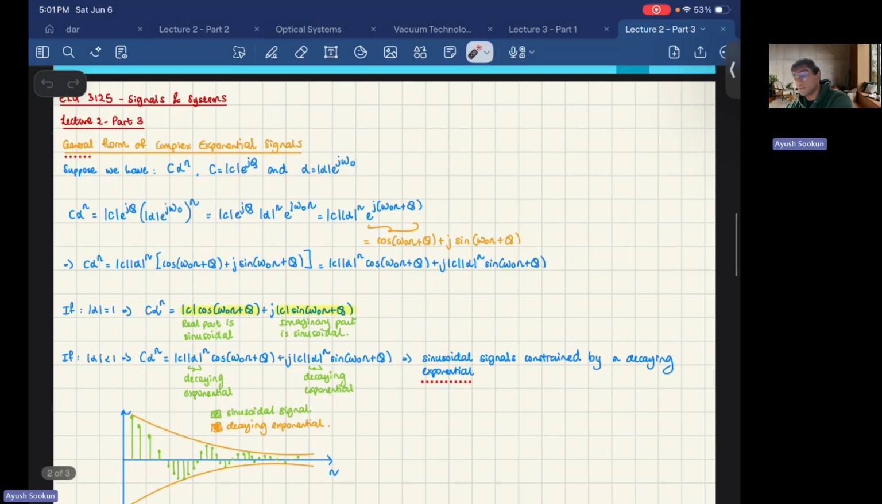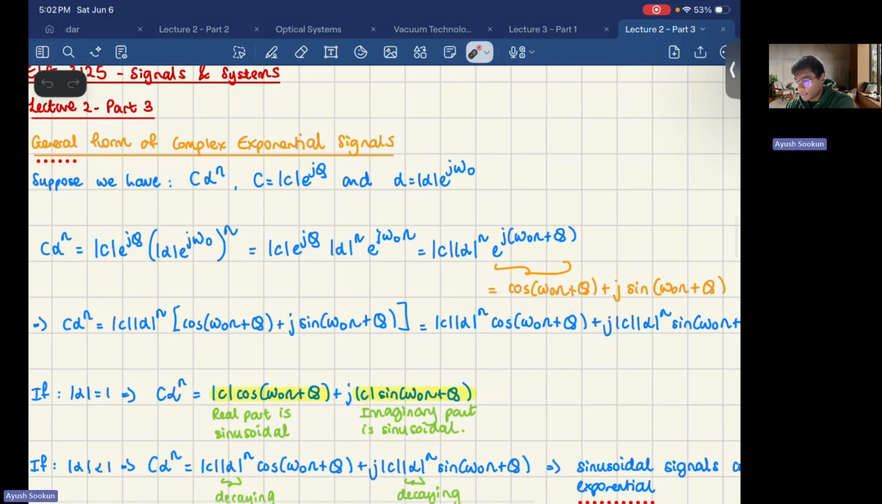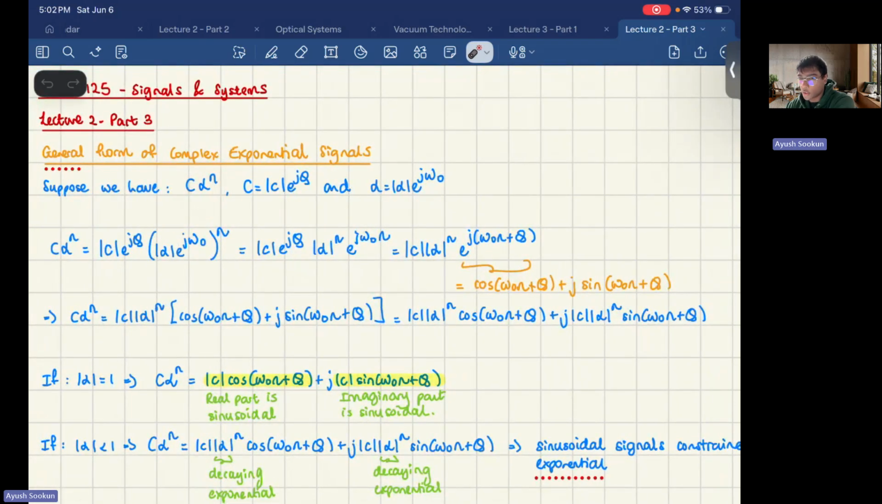So today we're going to talk about the general form of complex exponential signals. Suppose we have a signal, or a function even, of the form c alpha to the n. The c is a complex number, given with the absolute value of c, that's your magnitude, and then you have the phase factor. And alpha is also a complex number, given in the form of magnitude and then e to the j omega 0. Now, let's say you take these complex numbers and plug them into your original complex exponential signal. Let's see what happens.